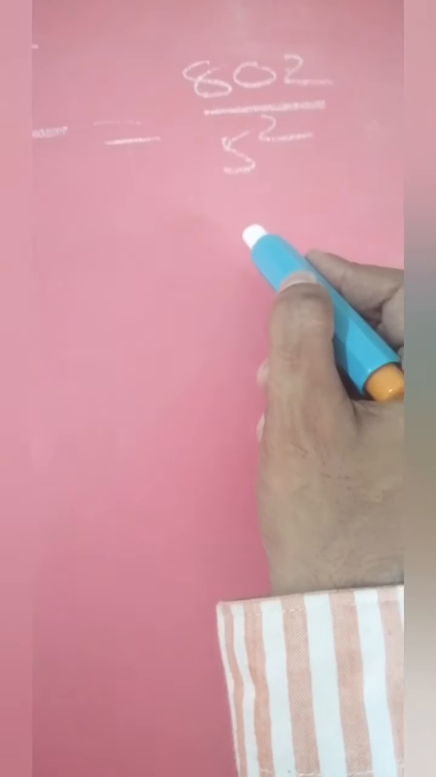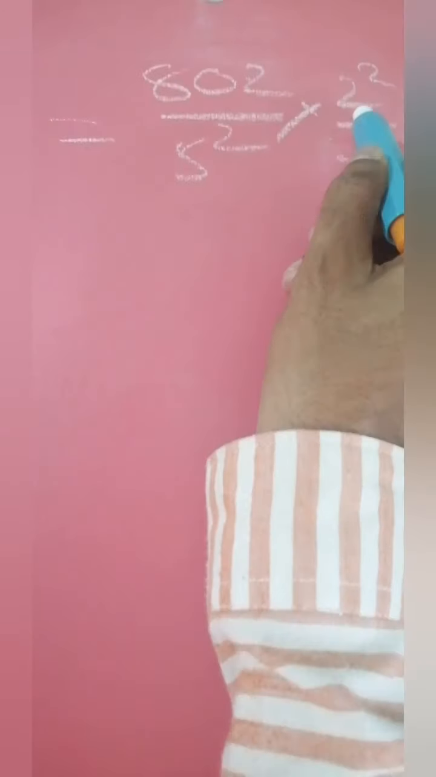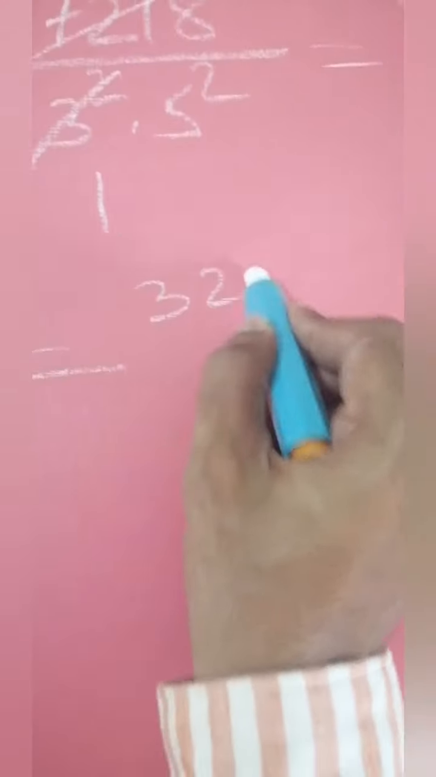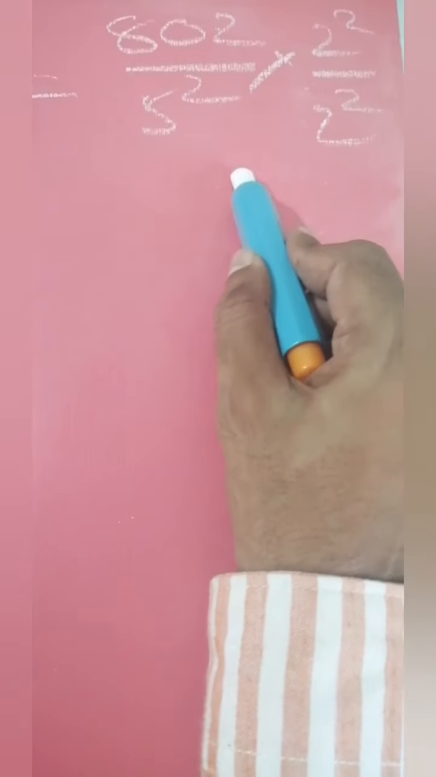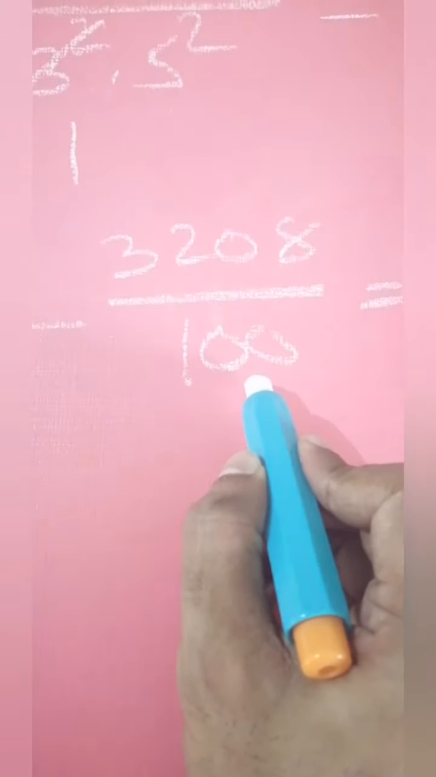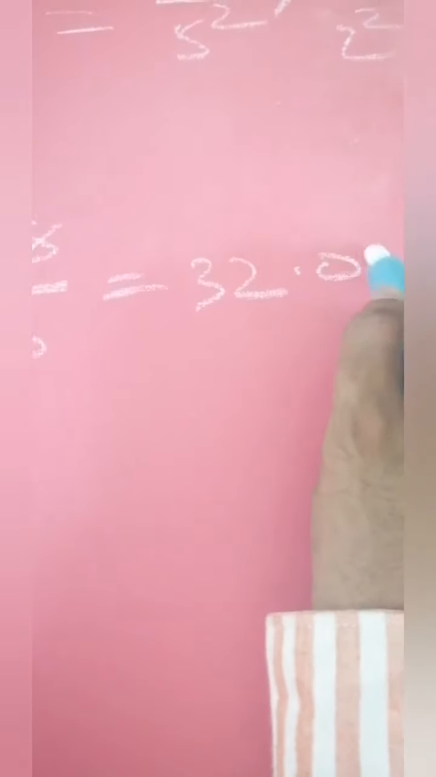Now multiply numerator and denominator by 2 square. So 2 square is 4, 4 into 8 not 2 is 3028. And here 2 square into 5 square, that means 10 square. 10 square is 100. So the decimal expansion is now 32.08.